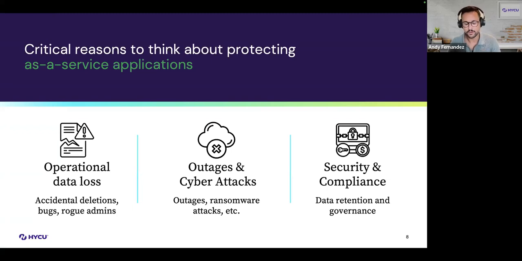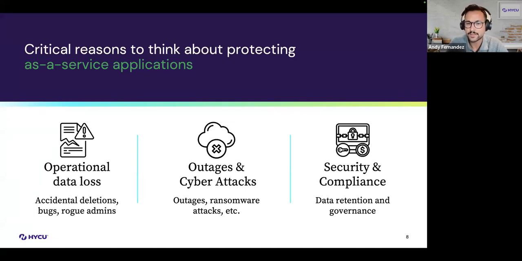Some of the things that we see the most actually are not even nefarious. It's just misconfigurations and deletions. Somebody accidentally deleting something is the biggest cause of data loss to this day, whether it's within Okta, within Atlassian, or even within your cloud development cycle. This is just one area, though. The other critical area that we have to think about is that organizations have all these SaaS applications.